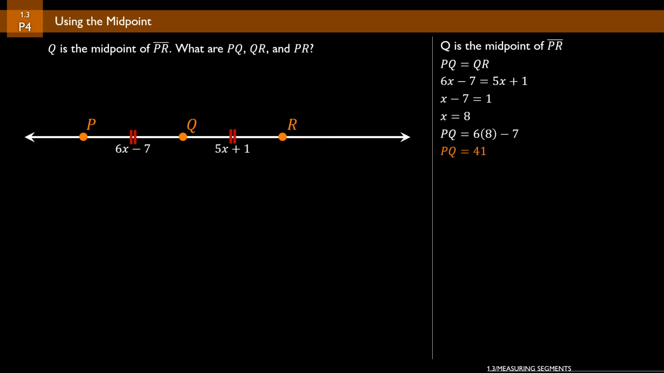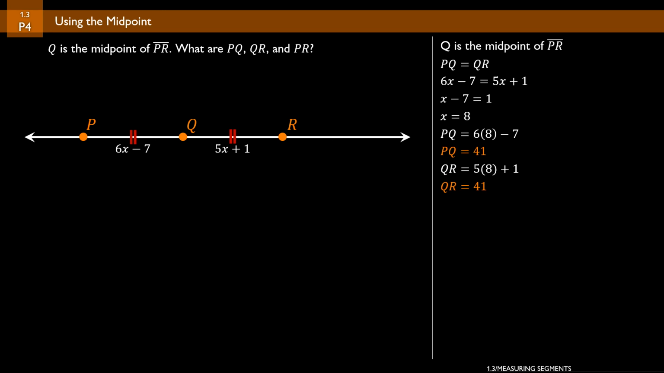So what we're doing here by plugging this in is checking to make sure that we do have the correct x value. If we get 2 different answers here, then that means that we messed something up somewhere along the way, and we need to go back and check our math or check our steps. So 5 times 8 is 40, plus 1 gives us 41. So we have that PQ is equal to QR. We know that that's correct.